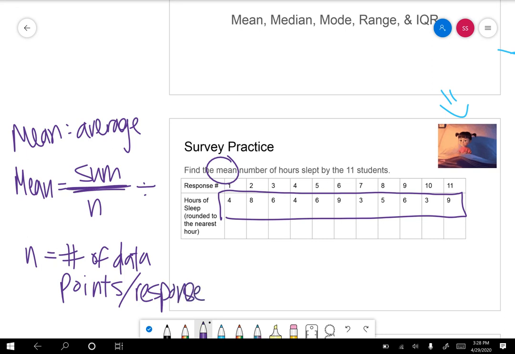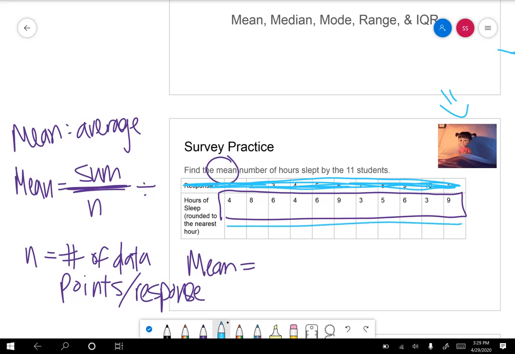Okay, so let's do this example together. Mean equals, again, we're going to find the sum. Actually, as good practice, the first thing we're going to do is order the numbers least to greatest. So we're not dealing with the response number at all. We don't really care about that. That's just telling us that there's 11 people who responded. We don't know who is which number, so it doesn't really matter to us. So just ignore that for now.